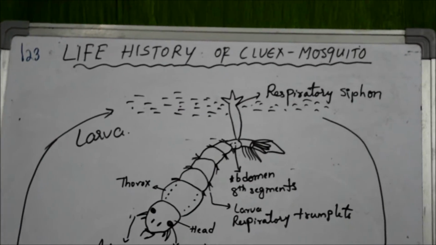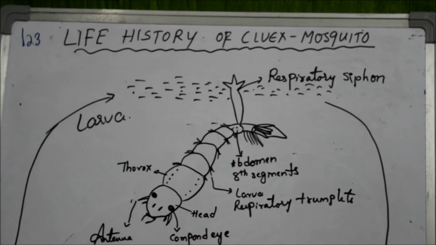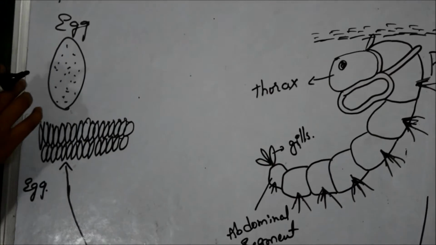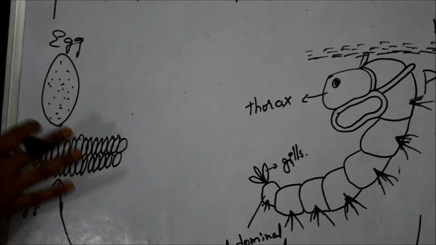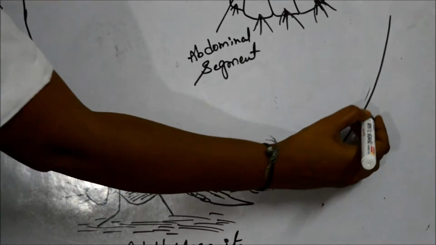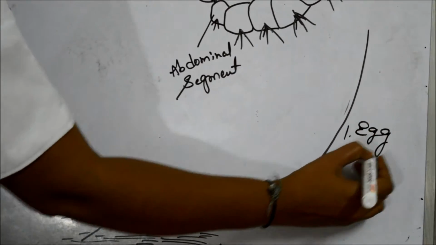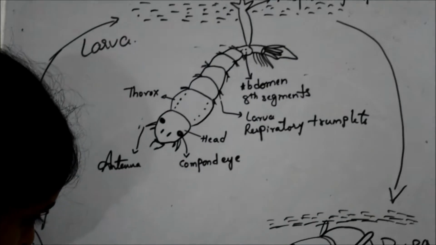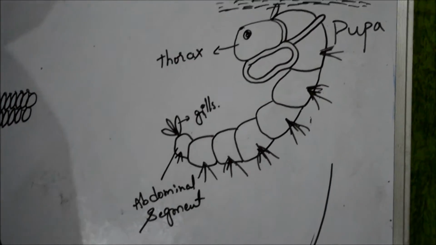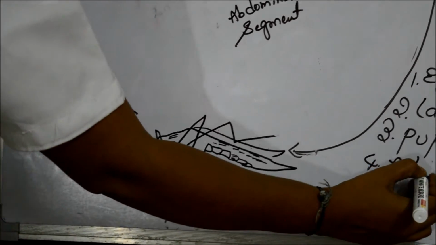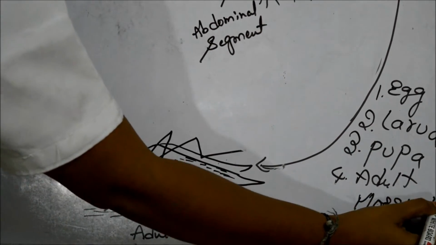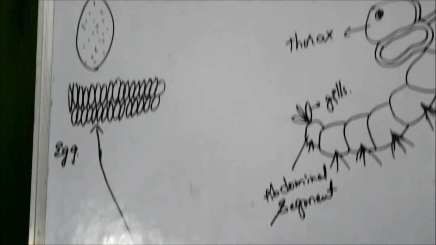There are commonly two types of mosquitoes: the first one is the Anopheles mosquito and the second one is the Culex mosquito. Let us see now the history of the Culex mosquito. There are four stages in this Culex mosquito. The first stage is egg, the second one is larva, the third one is pupa, and the fourth one is the stage of adult mosquito. These are the four stages we find in the life cycle of the Culex mosquito.